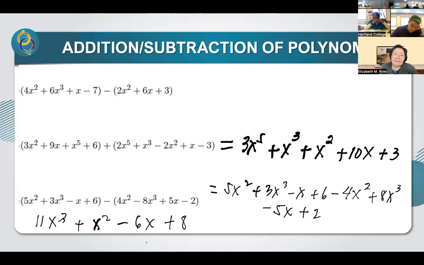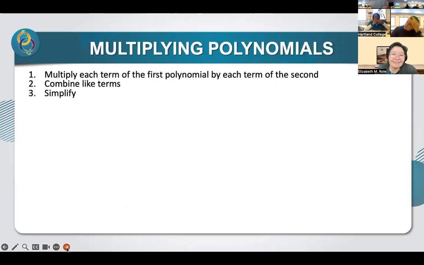So I think next we will be dealing with polynomials until the beginning of the class on Thursday. I think that one is fine, combining like terms. Now let's do multiplication of polynomials.